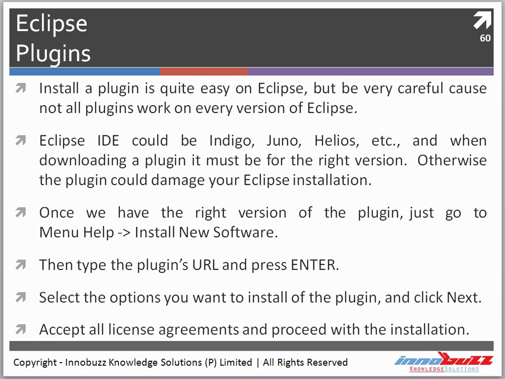In order to install a new plugin using the plugin's URL, go to the Help menu and then the Install New Software option. This will open a window in which you can paste the URL, and Eclipse will list all the options that the plugin has. Just check those tools you want from the plugin and click on the Next button until finished.